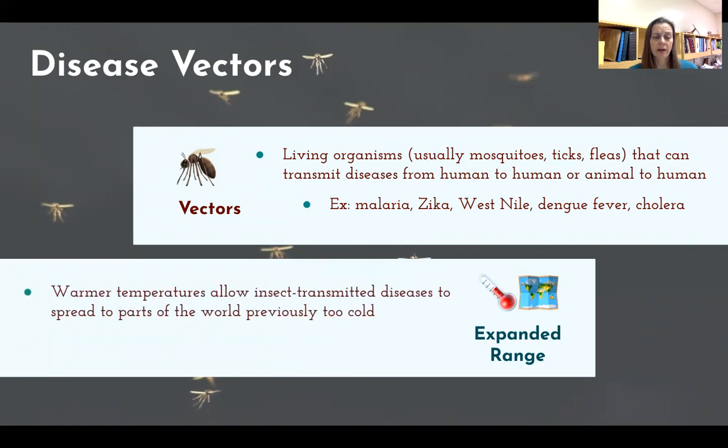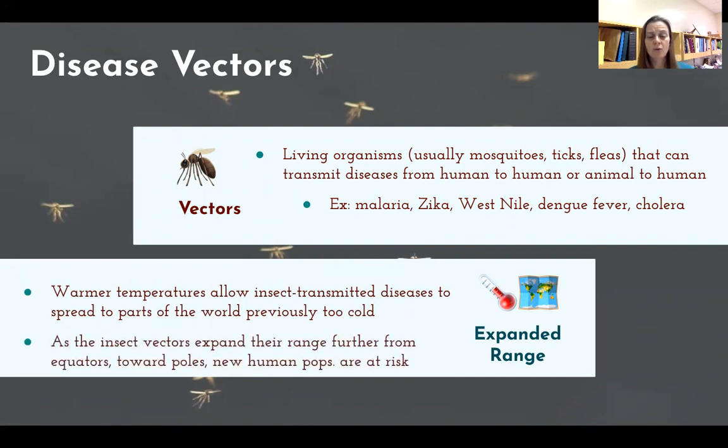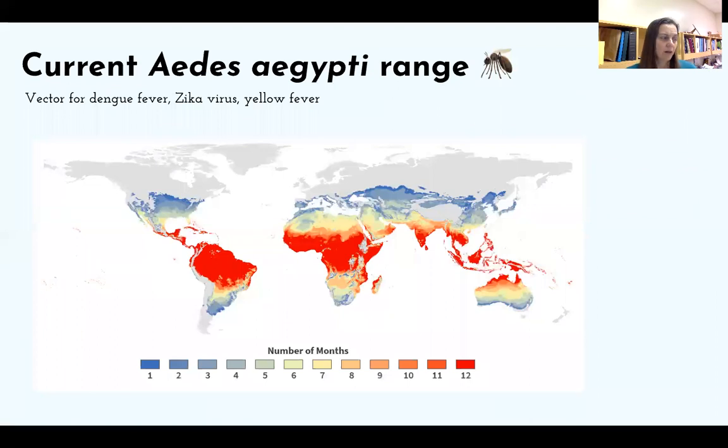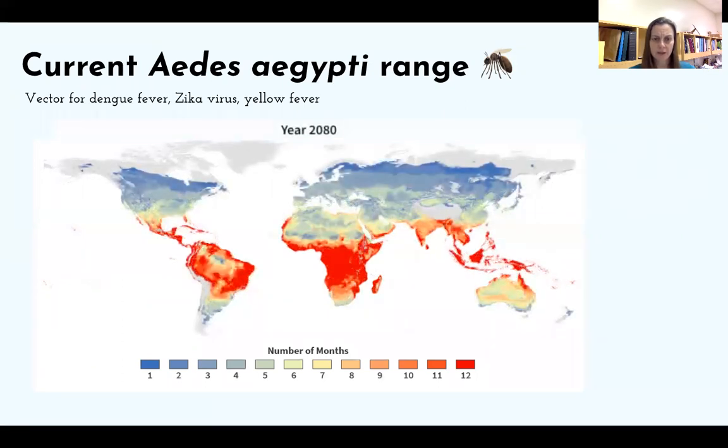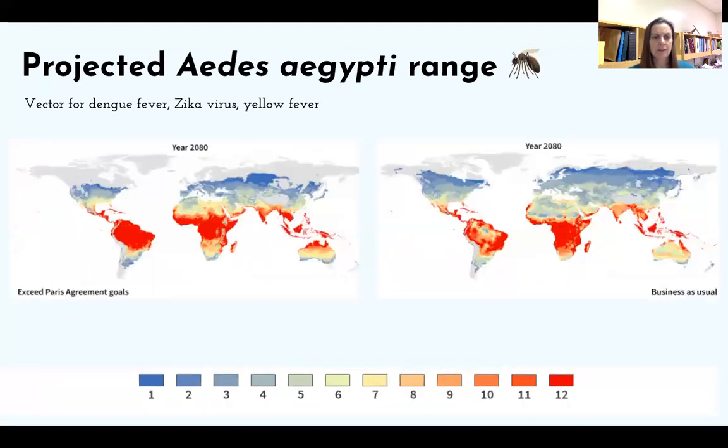And so as the warmer temperatures spread around the globe, they allow these insect transmitted diseases to spread to parts of the world that were previously too cold for these insect vectors. So as they expand their range further out from the equators, new human populations are at risk. So here's an example of the mosquito that carries dengue fever, Zika virus, and yellow fever. And its range is expanding.